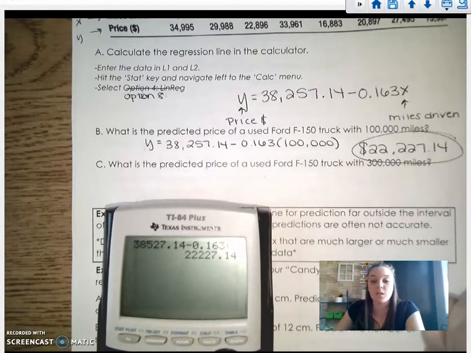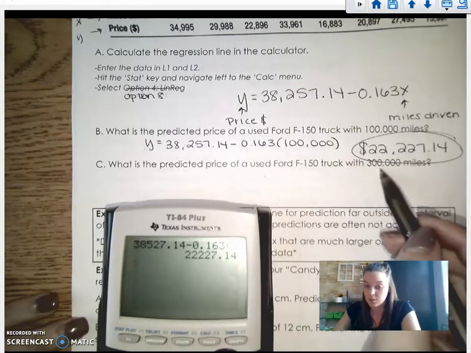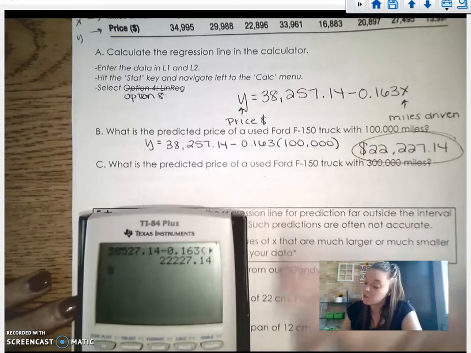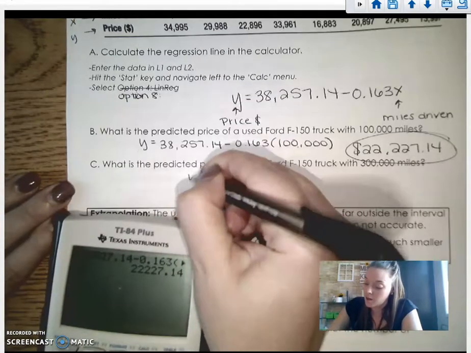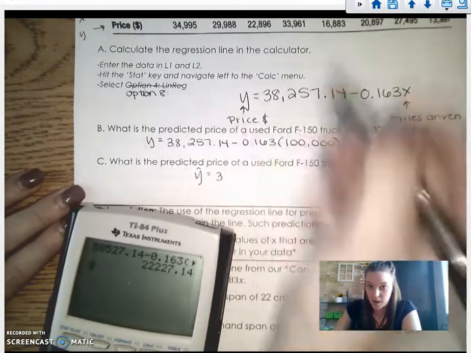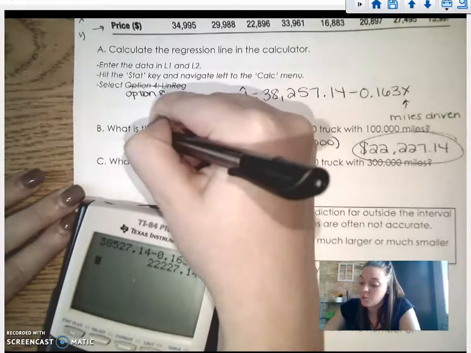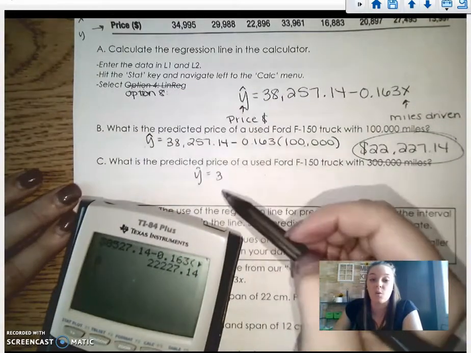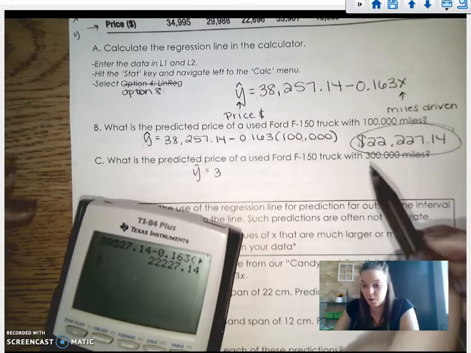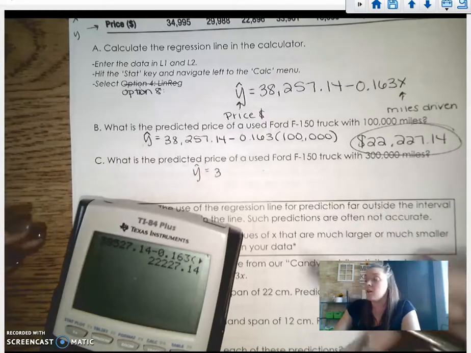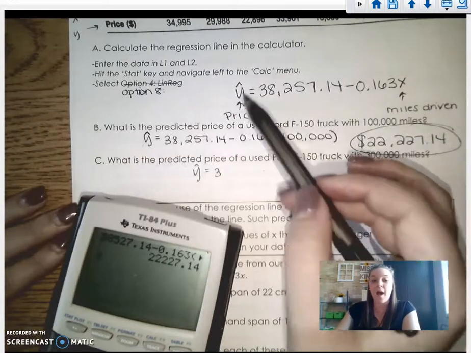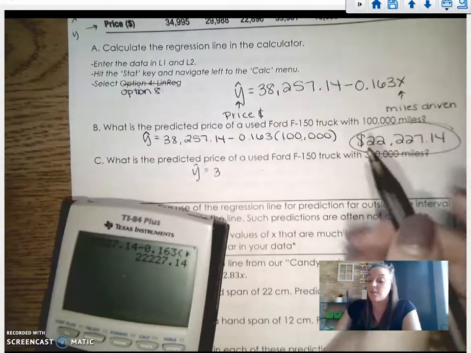We can do another prediction. It says, what is the predicted price of a used Ford F-150 truck with 300,000 miles? I'm going to do the same exact thing, except this time I'm going to use 300,000 miles instead of 100,000 miles. So y equals y hat, definitely y hat. So your predicted value, you should have that hat over y. That does make a difference because we don't know for sure that that's the exact price. Your truck could have damage on it. It could have gone through an accident. So it's the predicted price based on these values. That hat tells you it's a prediction, not for sure.